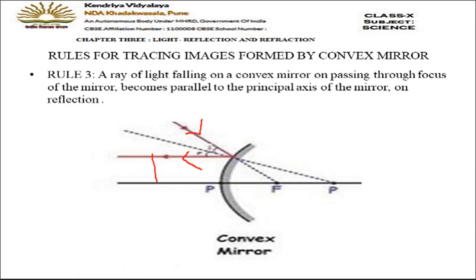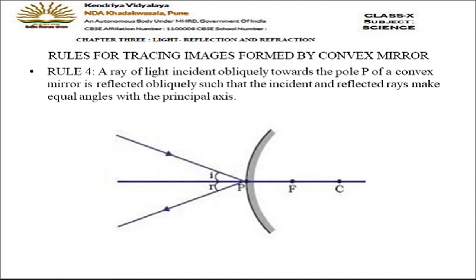Don't get confused, all of you. Just read very calmly, you will understand the concepts. Now, rule number 4. A ray of light which is incident obliquely towards the pole of the convex mirror is reflected obliquely. This you have studied the same as for the concave mirror.